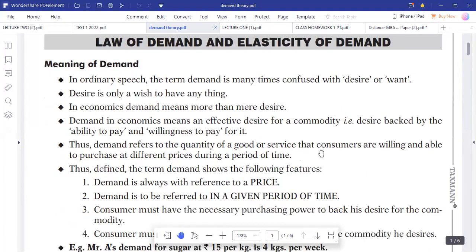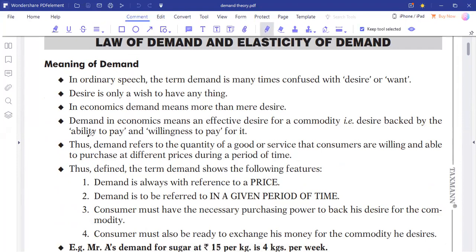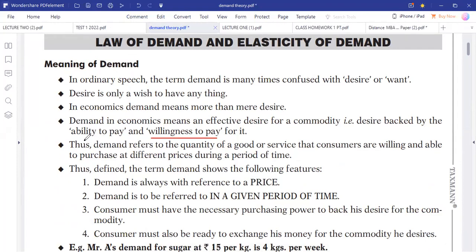In economics, we can say demand should be backed up by two key things. Number one, the willingness. Number two, the ability. If an individual wants a particular commodity and they have the money, only then will you say there's demand for that commodity. Therefore, demand simply refers to the quantity of a good or service that consumers are willing and able to purchase at different prices during a specified period of time.